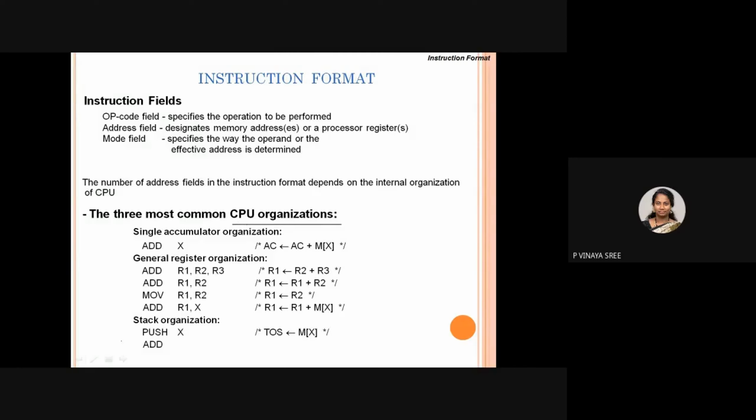See here, this is your stack organization. Whenever I give only an opcode in the instruction format, you will not mention any address. So you'll have only an opcode in a stack organization, where we are not giving any address. But what happens if you give an opcode, whether it may be a subtraction or an addition?